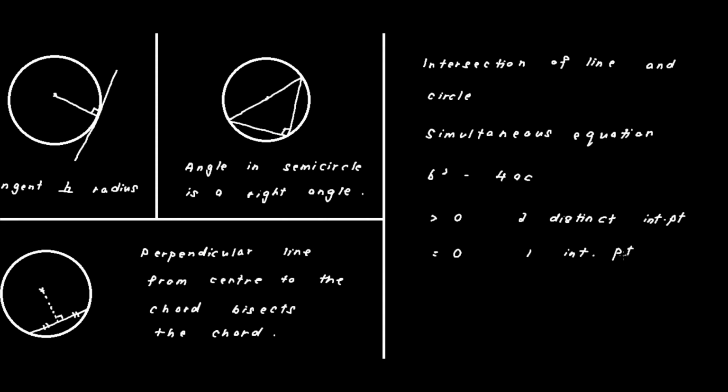If you have only one intersection point, it also means that the line is a tangent, because only a tangent line touches the circle at 1 point. That is like two repeated roots, or one repeated root, which means that the line is a tangent. Then if it is less than 0, there is no intersection point.